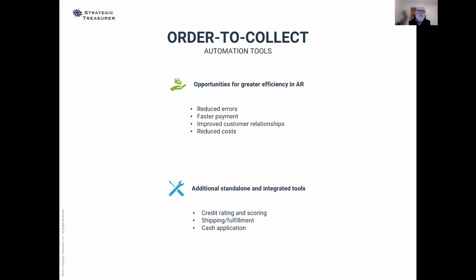Some standalone integrated tools that are there include credit rating and scoring. And sometimes being able to do credit rating and scoring can be a challenge. These platforms can help you with shipping goods to customers, managing that process, making it efficient. And it also helps on the working capital and liquidity side of things.